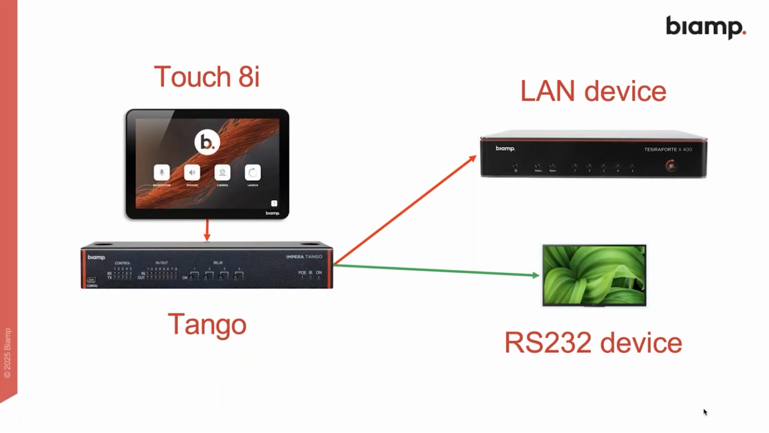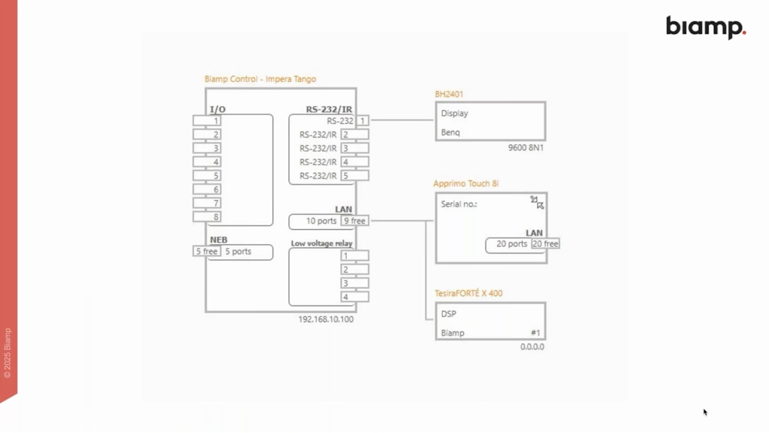Another example is two controllers working together. So you have a Tango as well as a Touch 8i, which is a touchscreen with a built-in controller. So this combination also works pretty well. The difference is when you make a system from this in the project designer, you will see the Tango controller, of course, with all its ports, but you also see a Touch 8i associated. So you get the 20 LAN ports of the Touch 8i along with the Tango port. So you've got an expanded system now.